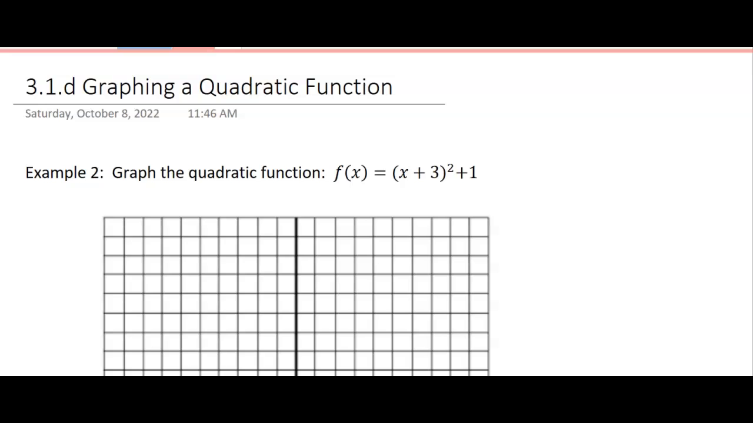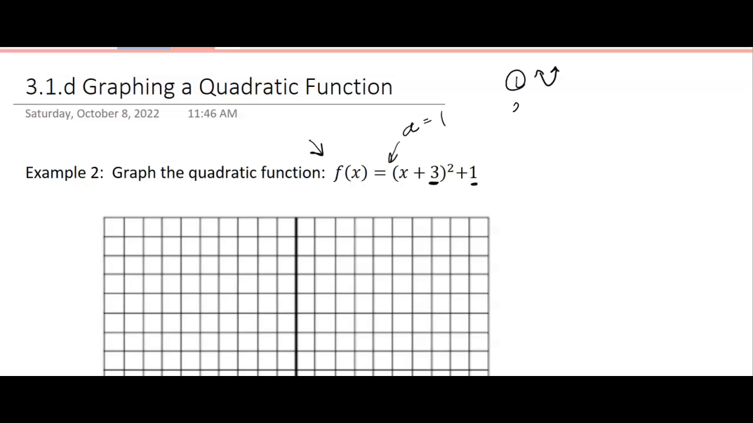So here we have a function and we want to graph it. First of all, is it right side up or upside down? What is A? In this case, A is 1. So it's positive, so it's going to be a right side up parabola. We're expecting a shift to the left of 3 and up 1.